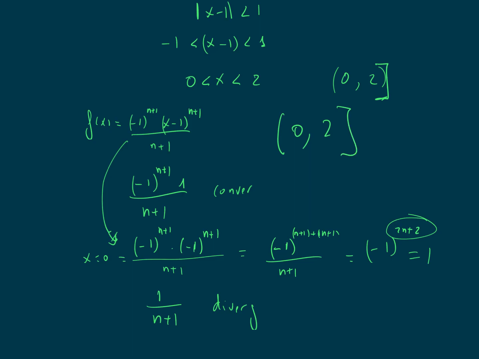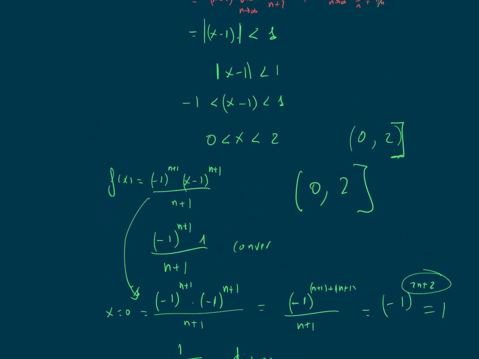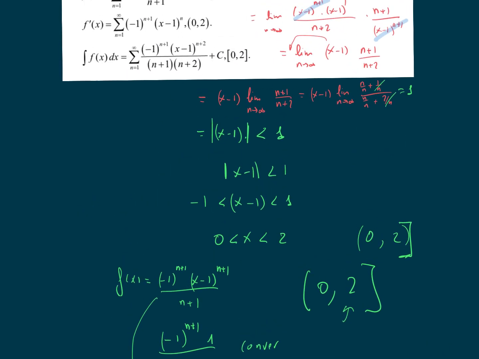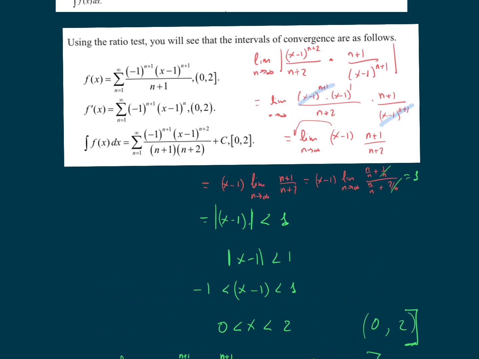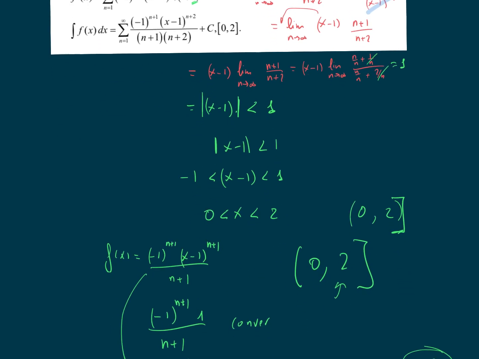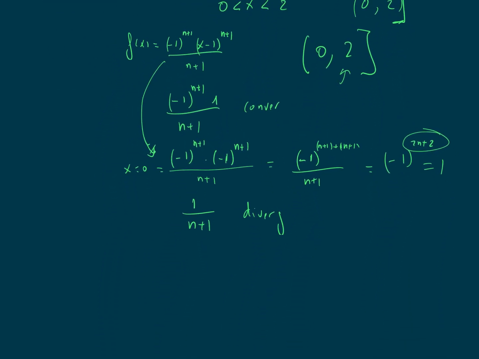Now we need to do the same analysis for the derivative of the function. In the derivative, we may lose the 2. You see, on the derivative, you lose the 2. So it's again doing the same procedure. Let's do it. So the function is f(x) equal to the sum of (−1)^(n+1) (x − 1)^(n+1) divided by (n+1).